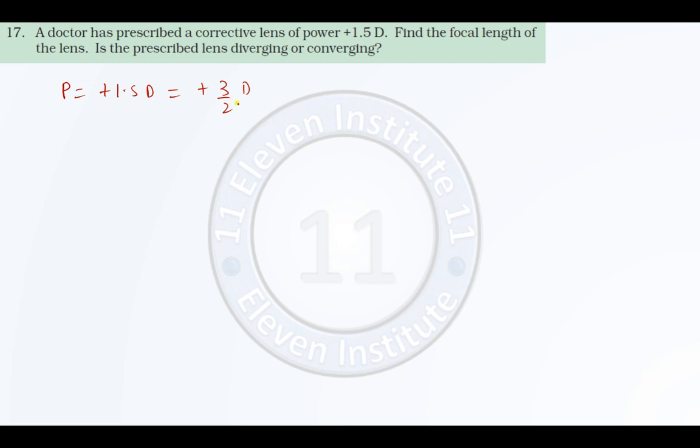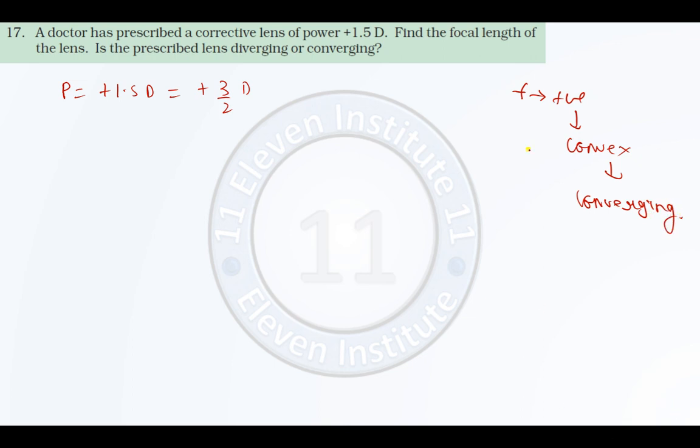This will be handy in calculation. Find the focal length. Also say whether the prescribed lens is diverging or converging. Here the sign is positive, so the focal length will also be positive, and a positive focal length indicates that this is a convex lens, and convex lenses are always converging.